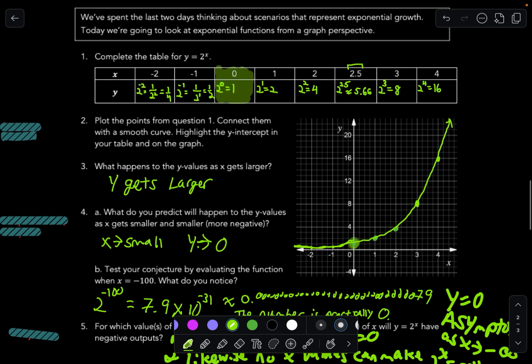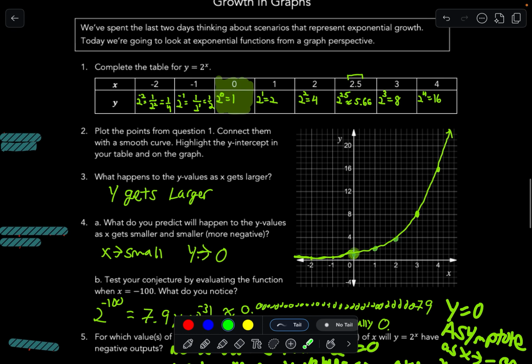Couple things. Do you notice that it blows up real quickly going to the right? It'll keep getting higher and higher. And it flattens out going to the left. And it flattens out at y equals 0. So what happens to the y values as x gets larger?